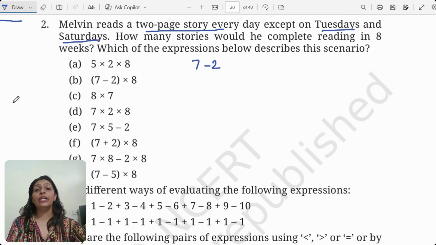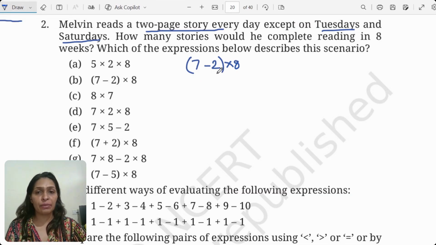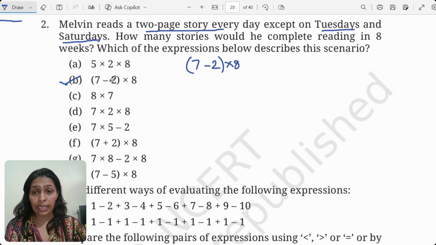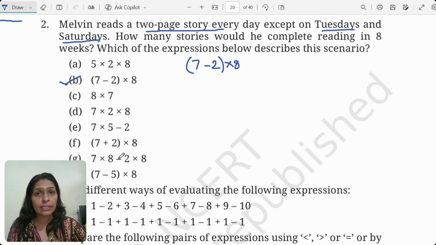Okay, so in 8 weeks, how many stories is he going to read? So the number of days he's reading the stories is 7 minus 2. And now how many days is he reading for the 8 weeks? So the correct expression describing this is 7 minus 2, multiplied by 8. But wait. This is not the only one. Can you figure out which other one is identical to it?